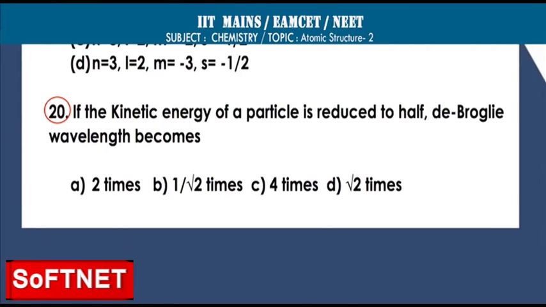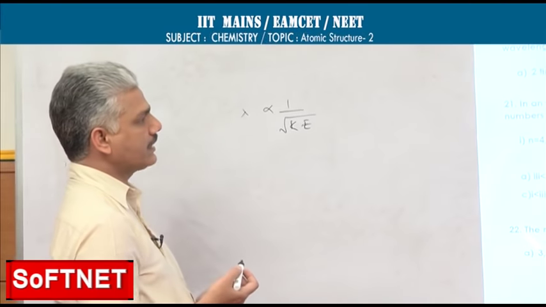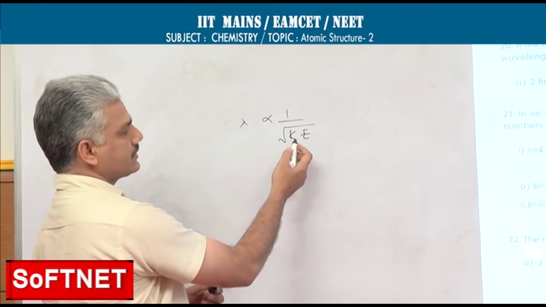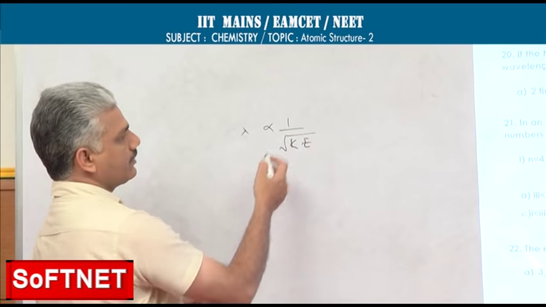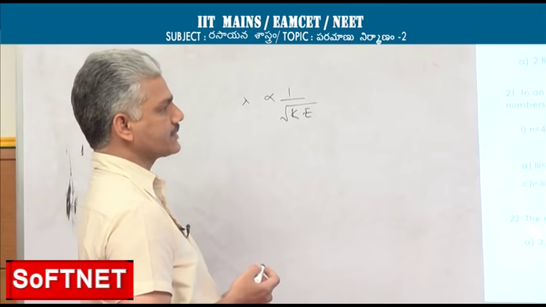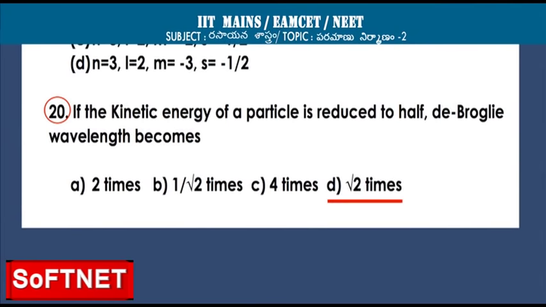20th question. If the kinetic energy of a particle is reduced to half, de Broglie's wavelength becomes what? De Broglie's wavelength and kinetic energy are inversely proportional to each other. This is the mathematical relation. So, if kinetic energy is reduced to half, de Broglie's wavelength increases by root 2 times. So, the correct option is D.